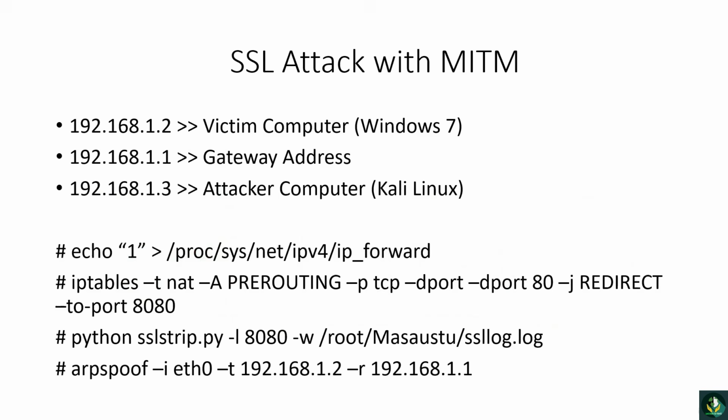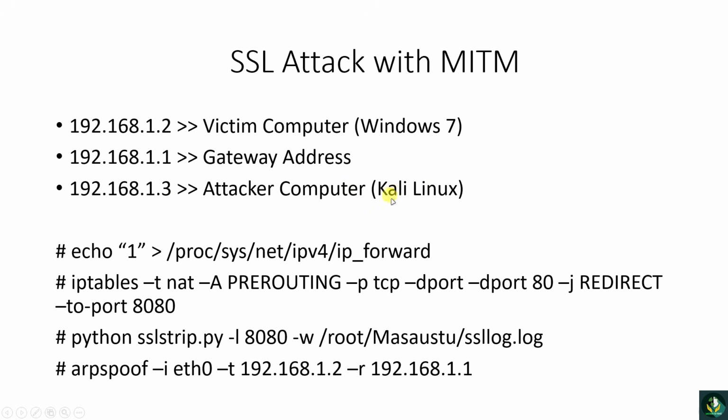So let's switch our method. What are we going to do? We are going to select this IP for the victim computer, which is Windows 7, and we are going to use this IP as our gateway address, and we are going to use this 1.3 IP for the attacker computer, which is using Kali Linux.